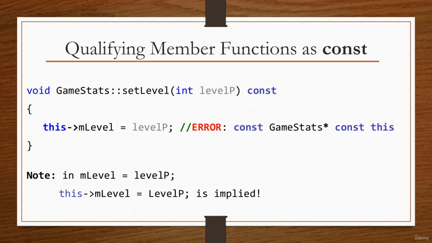The reason again is because we have a constant pointer, so you cannot assign a different address to the pointer. So constant pointer to a constant GameStats, and that means we cannot, by accessing that object indirectly through the pointer, go and modify that object. Remember that you can also do mLevel, the assignment operator, and the level parameter. This is implied, so it basically works behind the scenes. So it doesn't matter if you use this or not, in either case you are going to get an error.